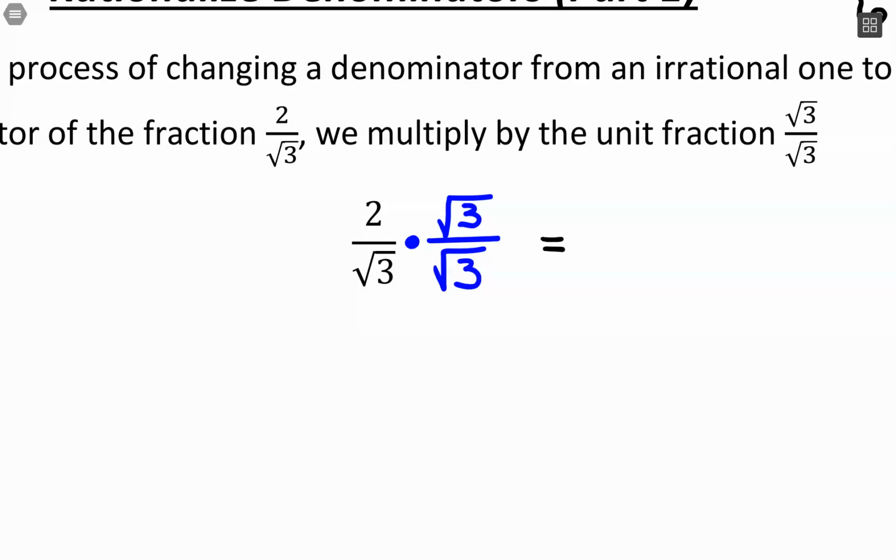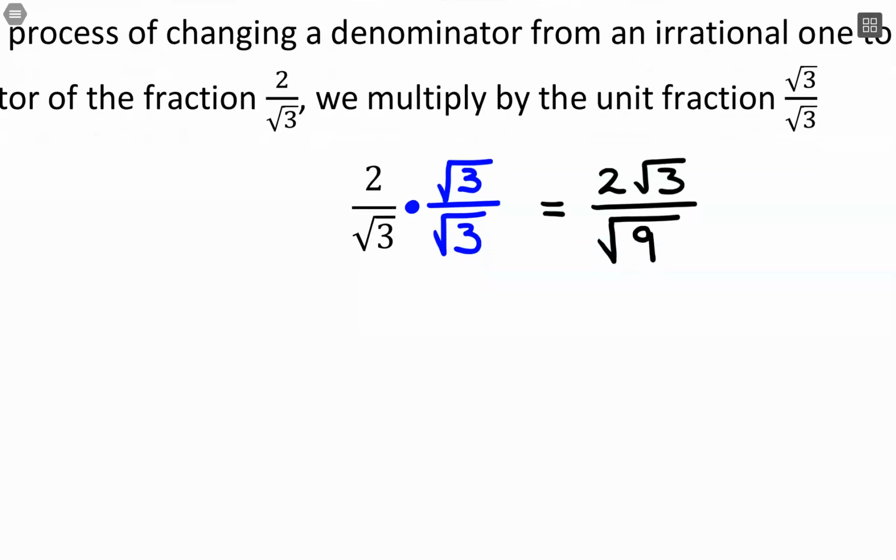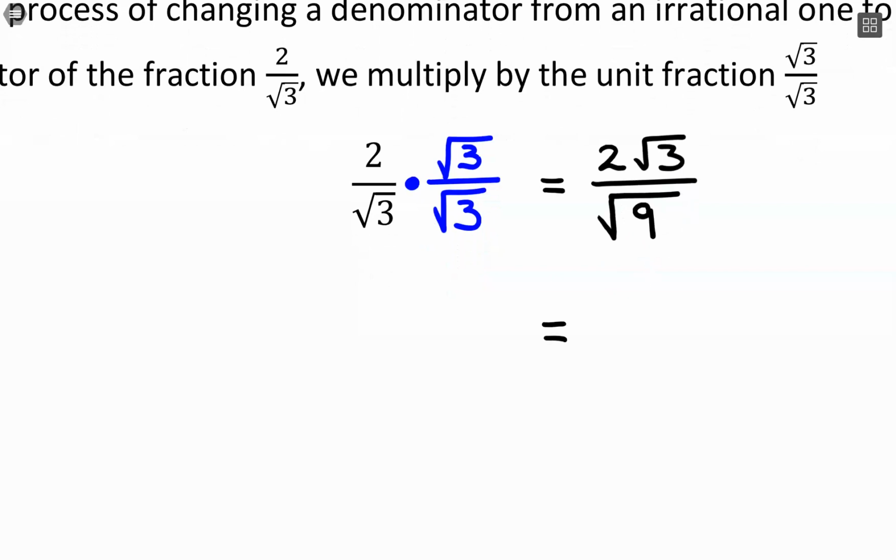Now when we do this, in the numerator I get 2 times square root of 3. In the denominator I get the square root of 3 times square root of 3, which would be the same thing as the square root of 3 times 3, which is 9. And then if I simplify that, in the numerator, that's still 2 times the square root of 3. Square root of 9 is equal to 3. And then that would be completely simplified, and we have rationalized the denominator, and there's nothing else to do there.